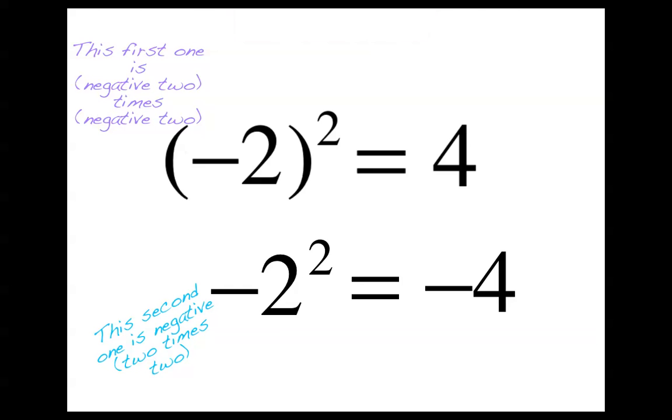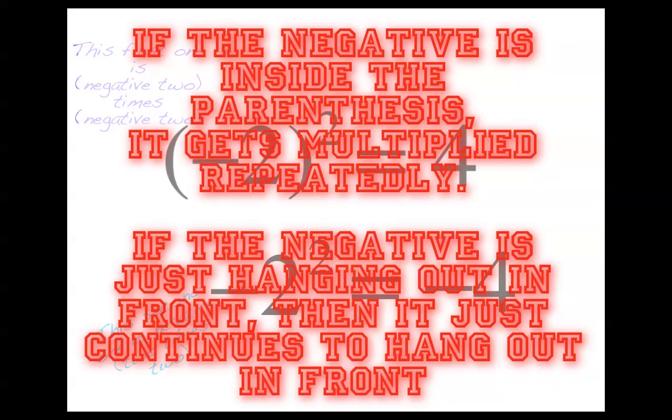If that's a little weird, you can just remember this. If the negative is inside the parentheses, it gets multiplied repeatedly and might turn into a positive. If the negative is just kind of hanging out in the front without being inside the parentheses, or if there are no parentheses, then that negative just continues to hang out in the front and it stays there.